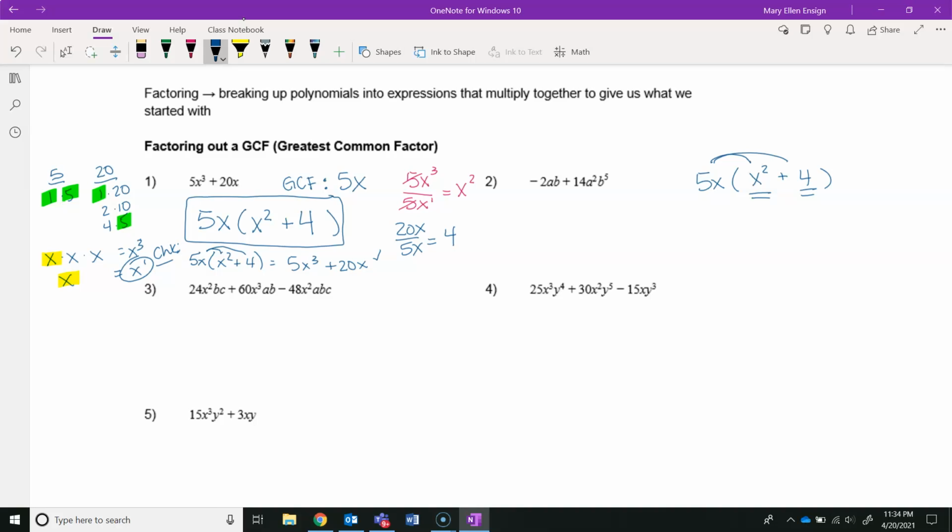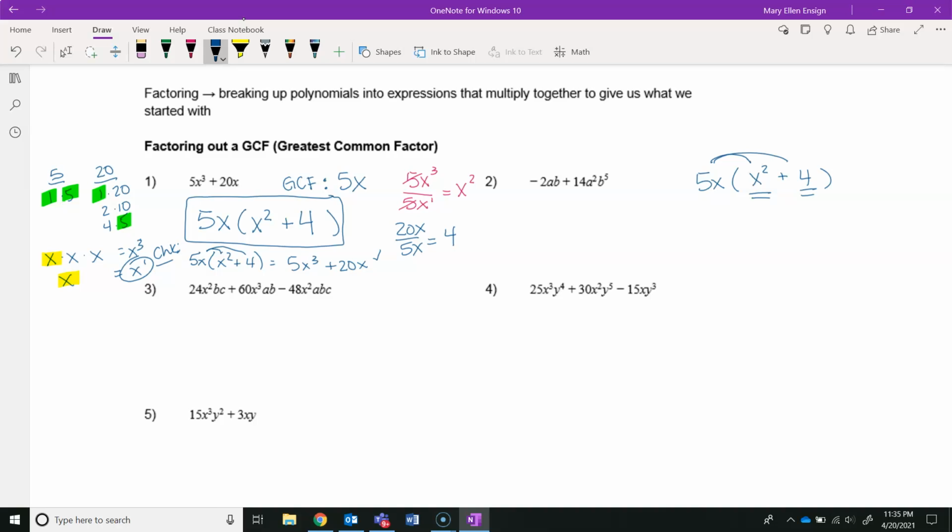Would be 4. Okay, so I kind of think about it that way sometimes too, like a backwards multiplication problem, rather than explicitly thinking of it as division. Okay, let's try number, let's see, what do I want to do? Let's try number 4.